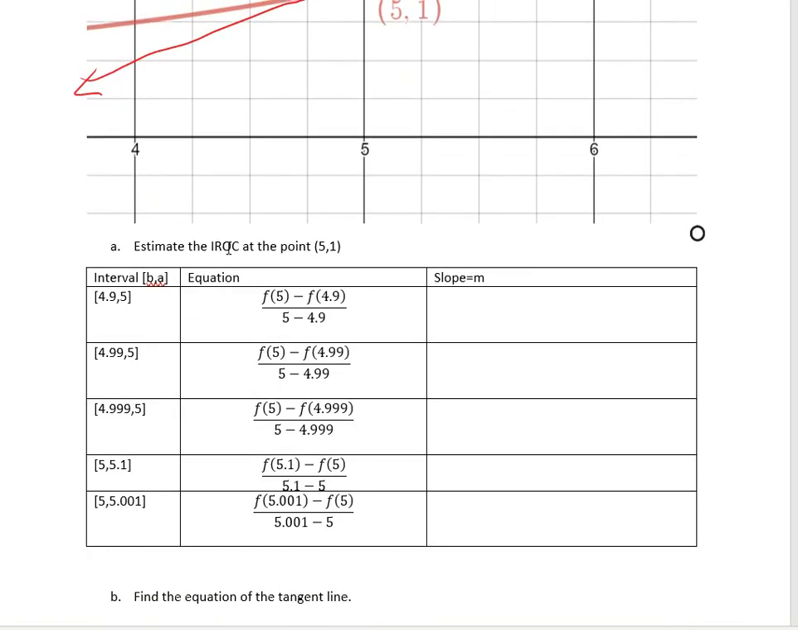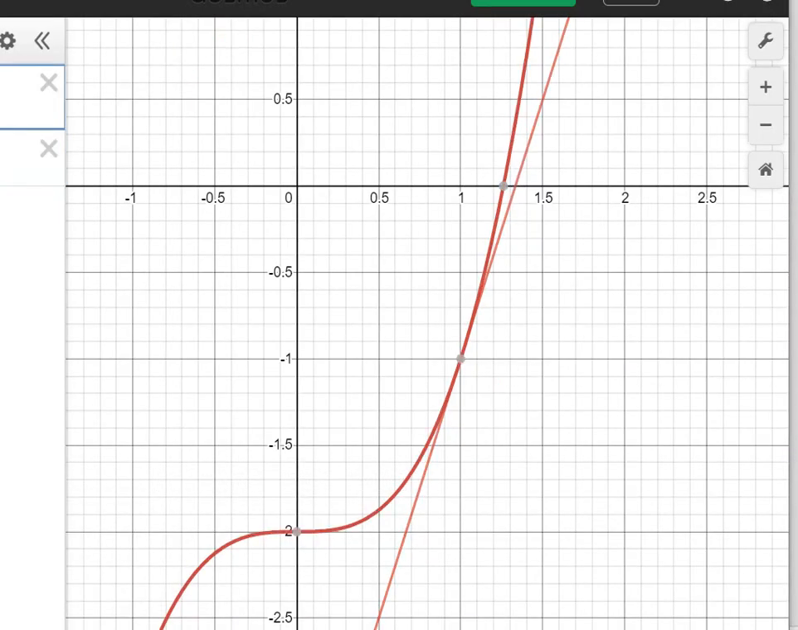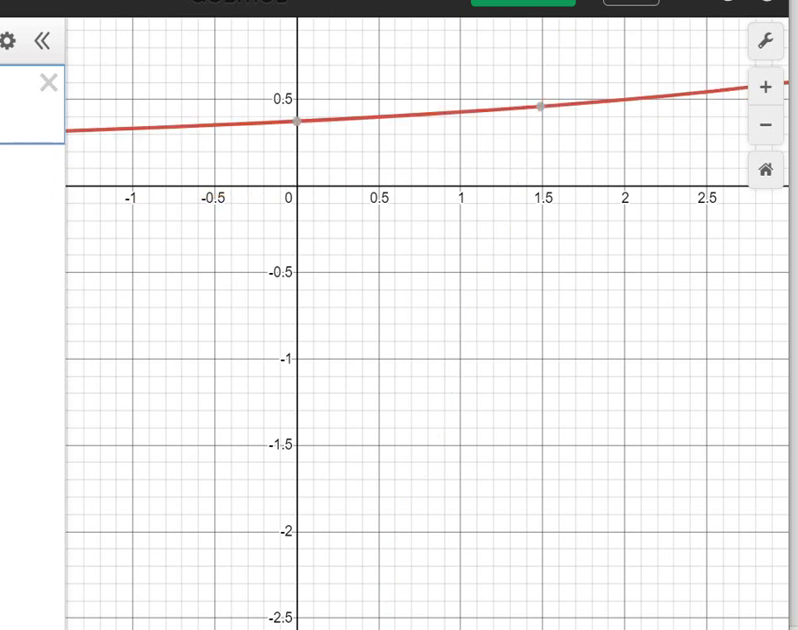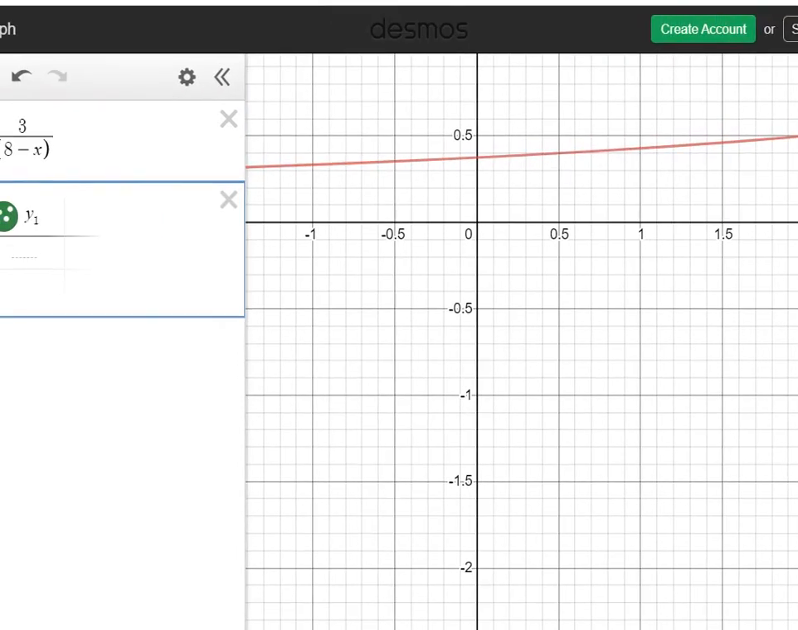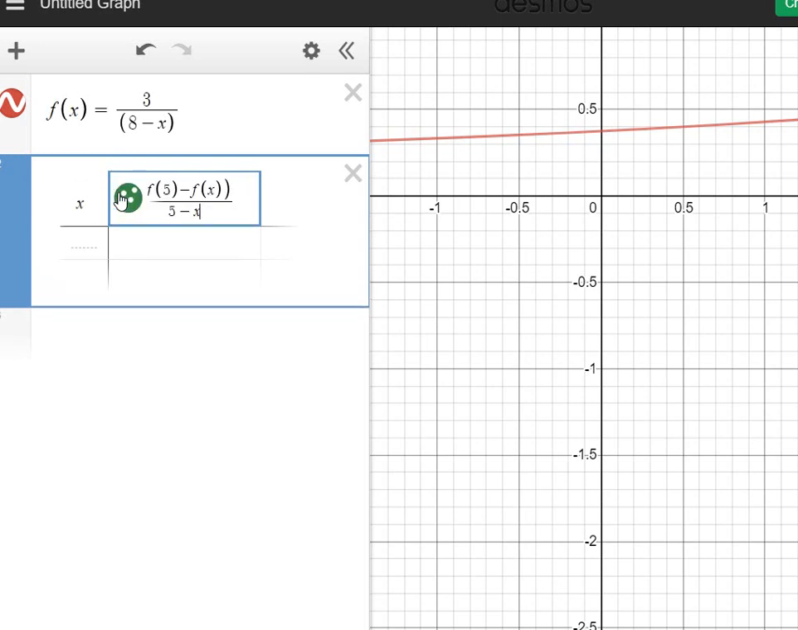So again, when we're estimating the instantaneous rate of change, we're going to use that secant slope formula, but we want to choose values very close to 5. So again, I'm going to go to Desmos and be a little cheater. So we have 3 divided by 8 minus x. Okay, and again, I'm going to pull up my table. I'm going to make this x. I'm going to make this f of 5 minus f of x, all divided by 5 minus x.